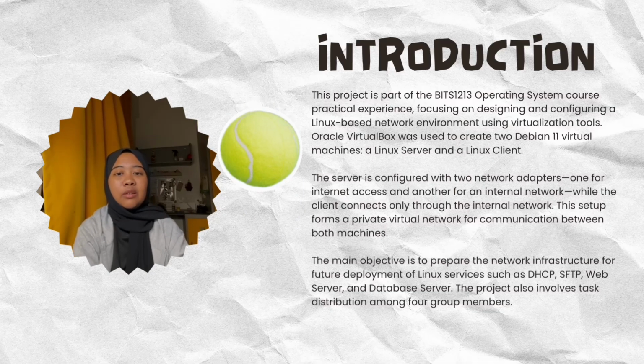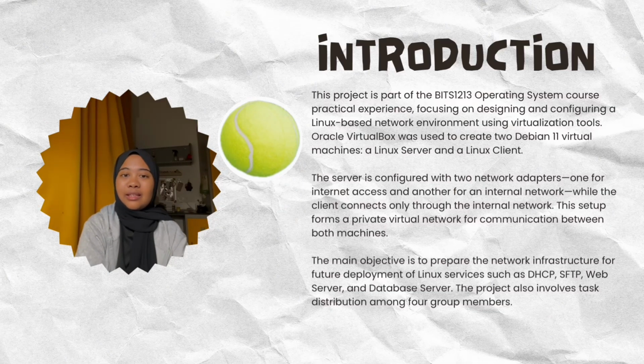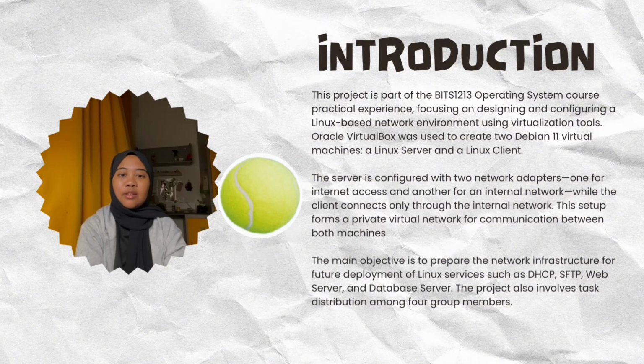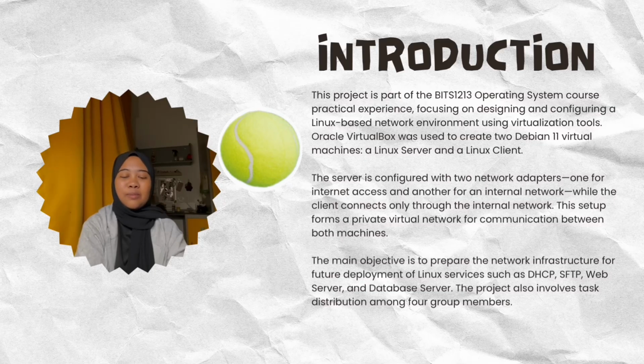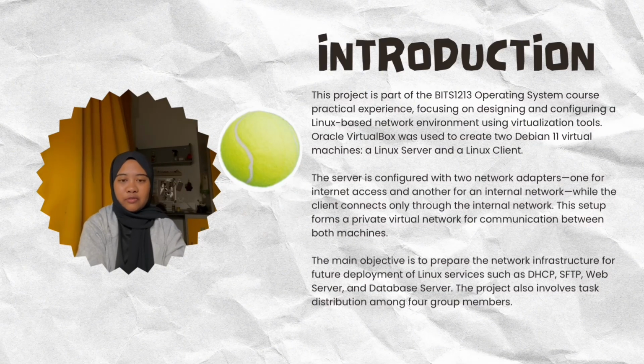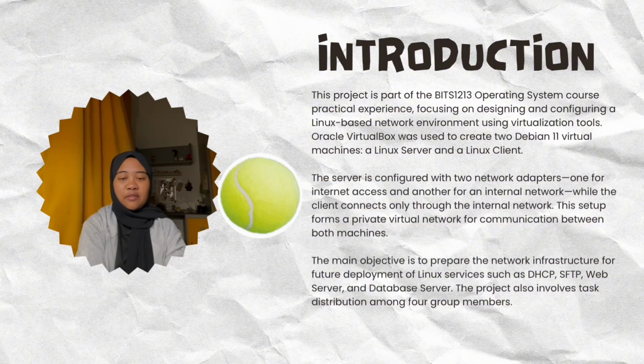The main objective of this project is to prepare the network infrastructure for deploying various Linux services. These include DHCP for dynamic IP allocation, SFTP for secure file transfer, web server for hosting services, and database server for data management.